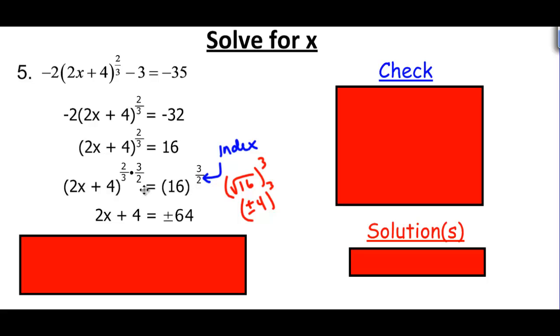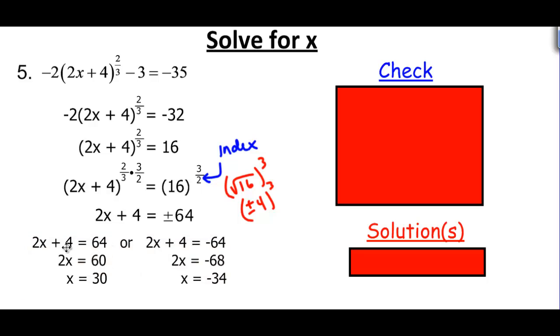That's why you have to understand that you did this to both sides, which in essence is taking the square root of both sides, which is a plus or minus. Now I'm going to get two equations. I'm going to get 2x plus 4 is equal to 64, and 2x plus 4 is equal to -64. And when I subtract 4 from both sides and divide both sides by 2, I'm going to get two answers, x equals 30 and x equals -34.